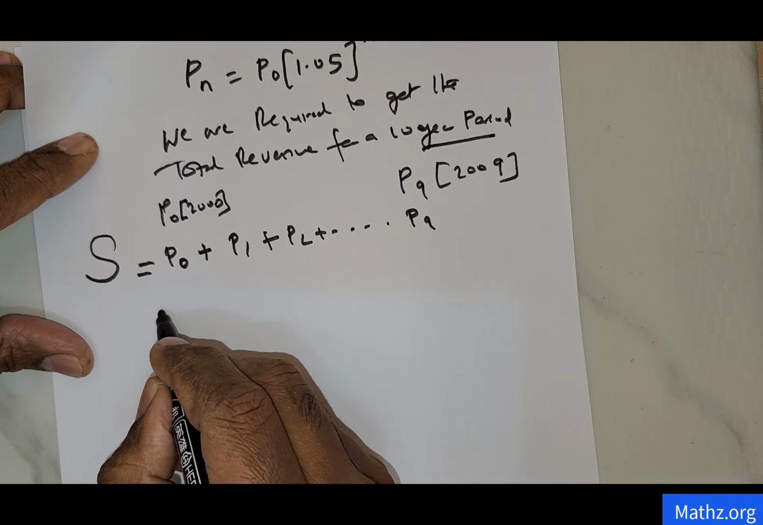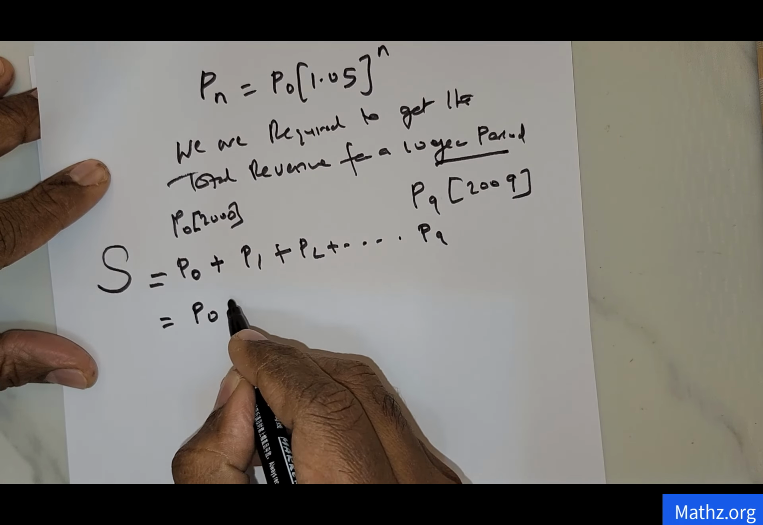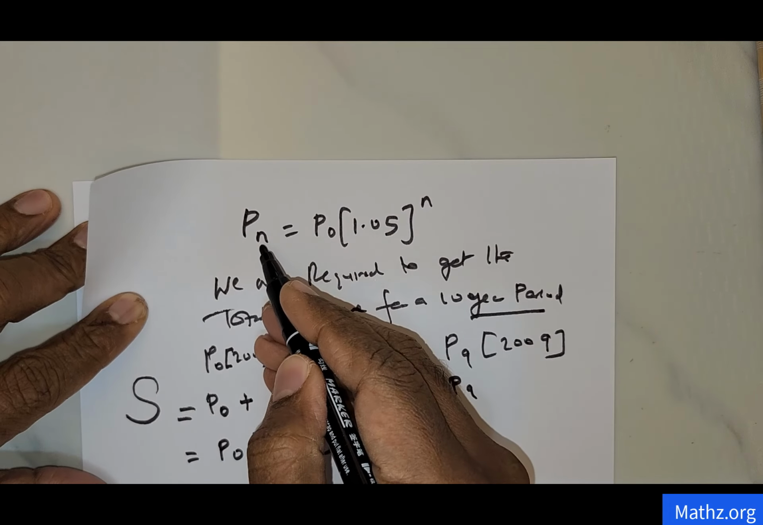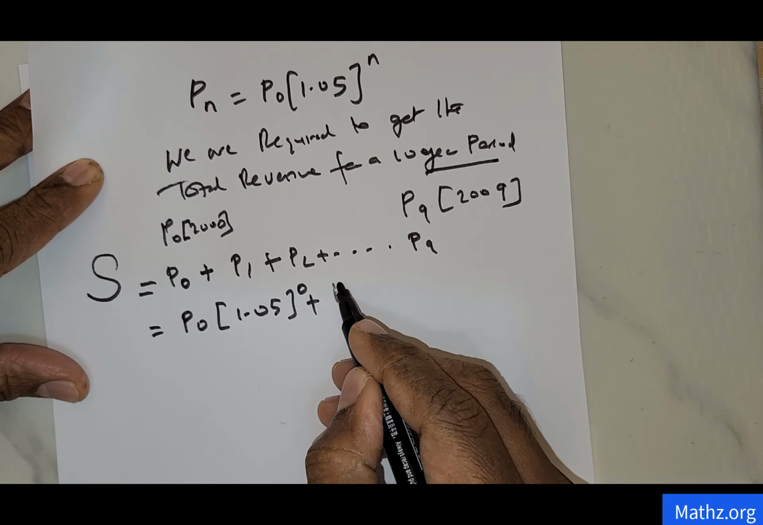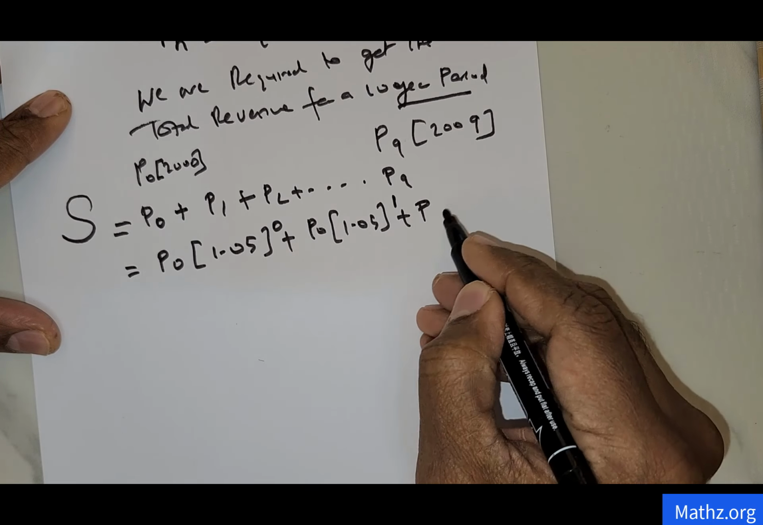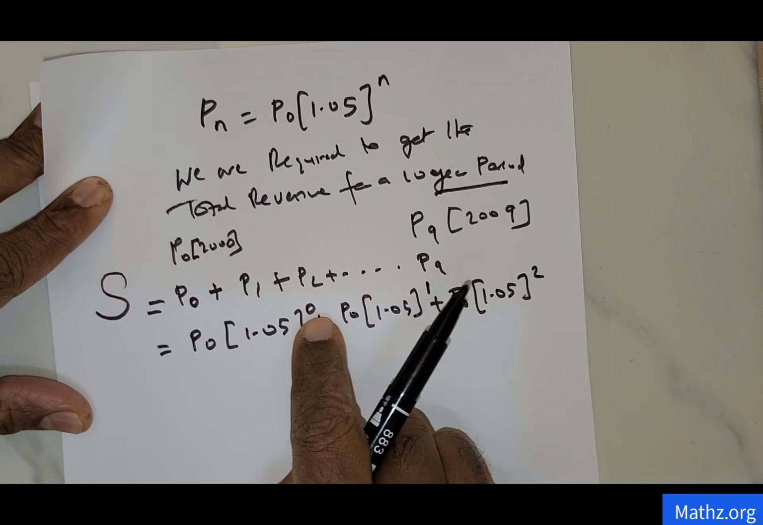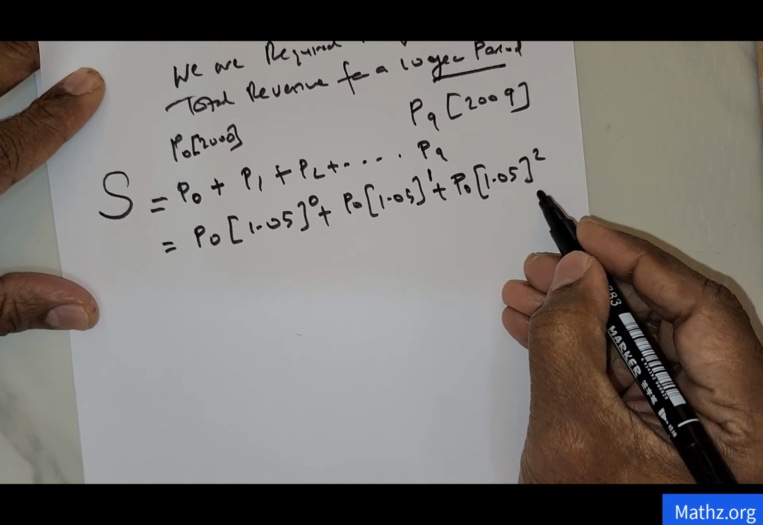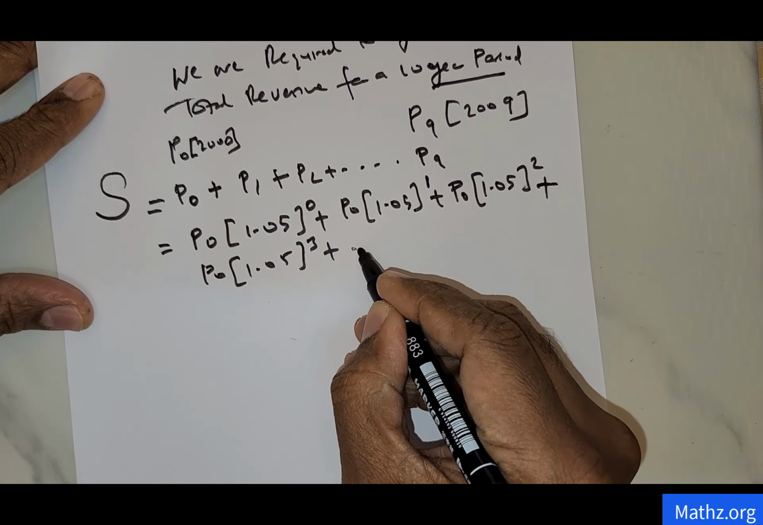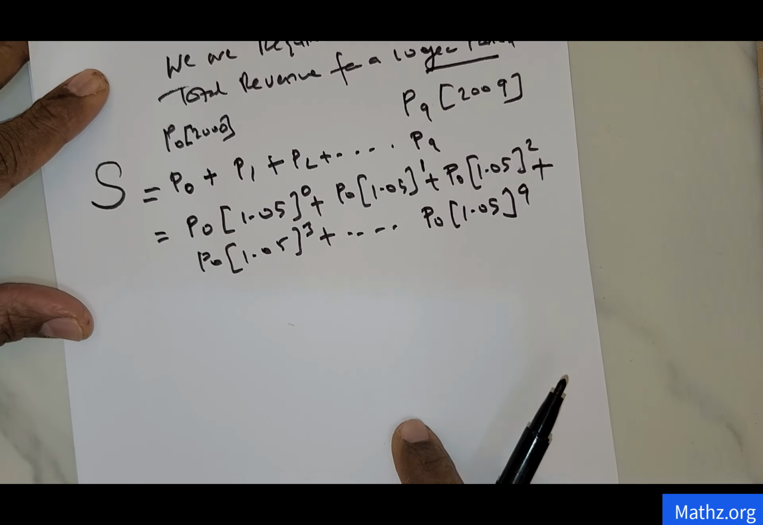Now P0 is going to be P0 times 1.05 raised to the power of 0. P1, n is equal to 1, so that's going to be P0 times 1.05 raised to the power of 1, and so we need to proceed in this fashion. n is equal to 0, n is equal to 1, n is equal to 2, plus P0 times 1.05 raised to the power of 3. We go all the way to 1.05 raised to the power of 9.